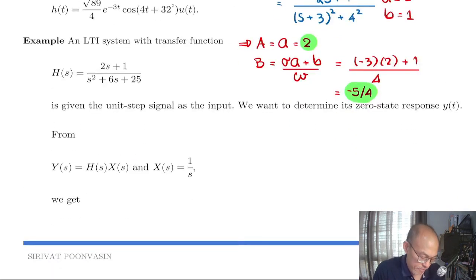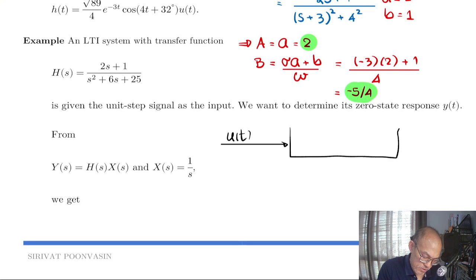Now, let's look at another example. We have the same H(s), but now this function is assumed to be the transfer function of an LTI system. So in this example, we have an LTI system with the transfer function that looks like this. Now we have the unit step signal as the input to this system. In other words, we apply the unit step signal into this system.